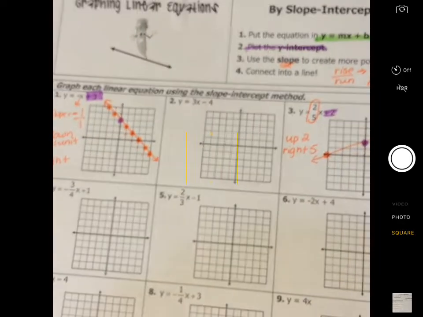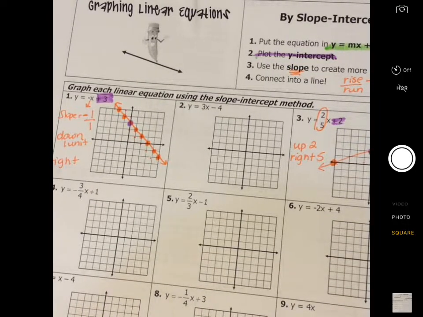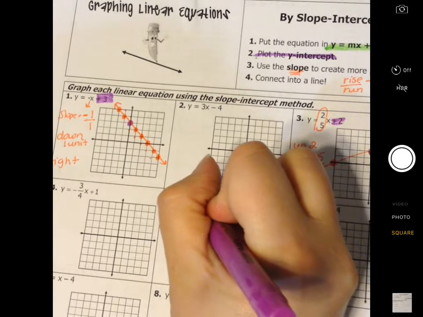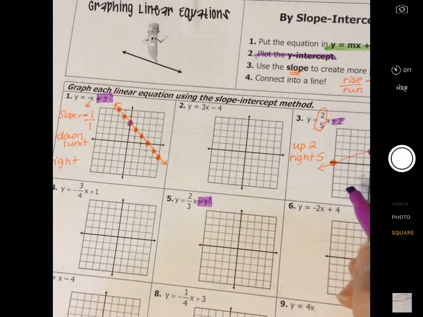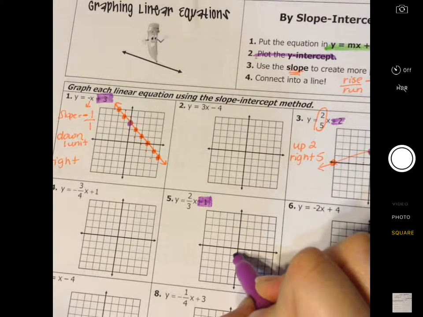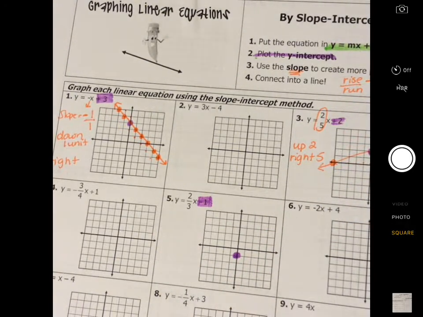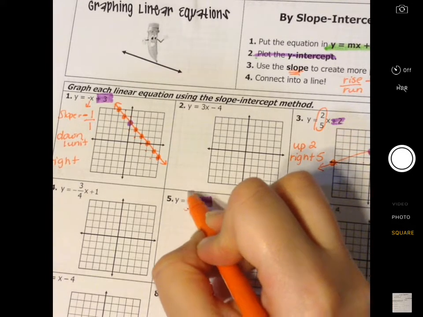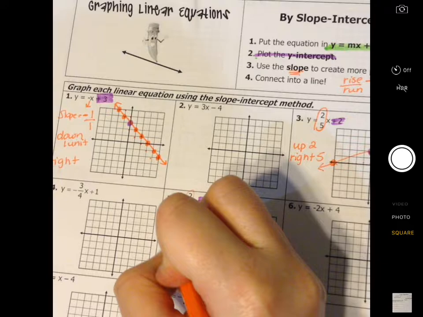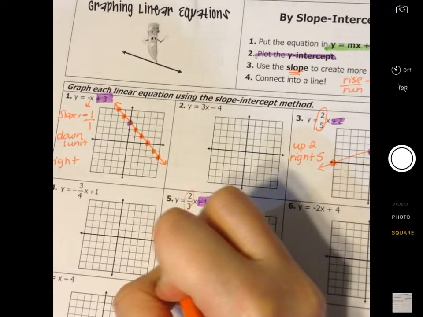Let's skip to 5. I'm doing the odds right now. So it is written in slope-intercept form. Our intercept now starts at negative 1. So that means I'm going to go on the y-intercept to negative 1. My slope is 2/3, so this tells me up 2, right 3.